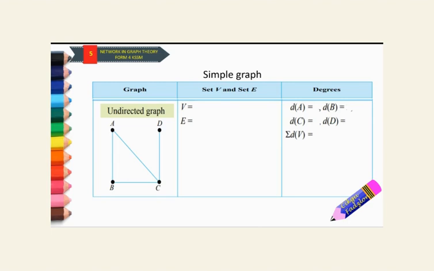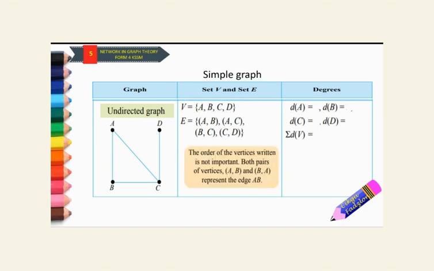Let us look at the simple graph, the undirected graph. We can list all the set of vertices and set of edges. And we also must remember that the order of the vertices written is not important. Both pairs of vertices AB and BA represent the same edge. And we can also calculate the degrees, and the total number of degrees equals 8.